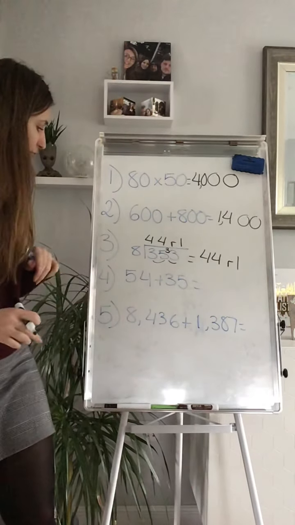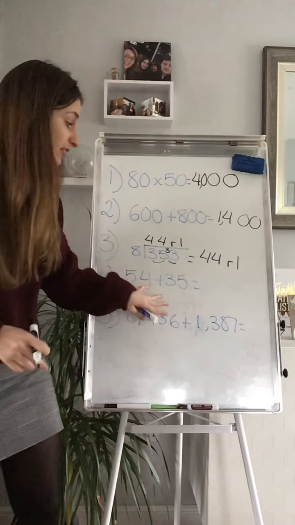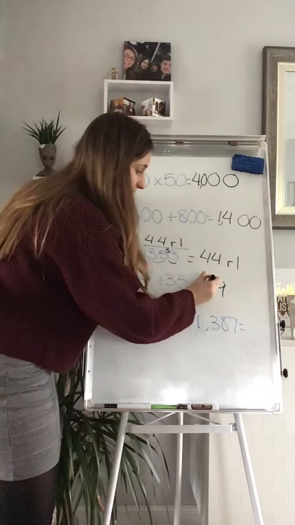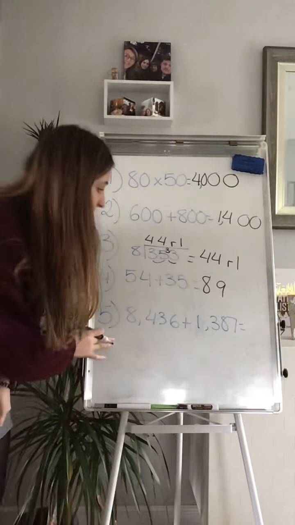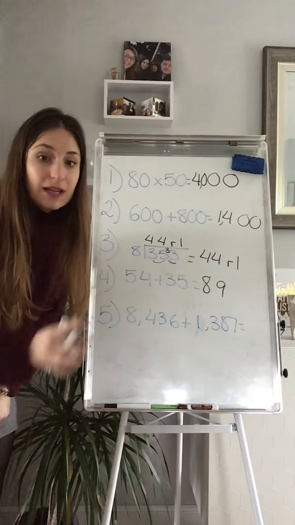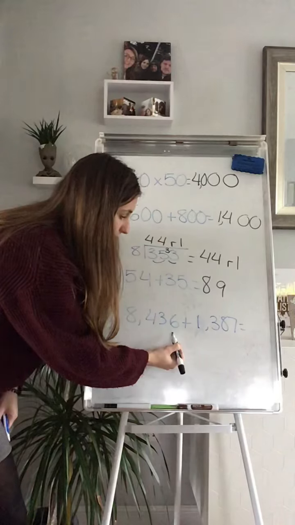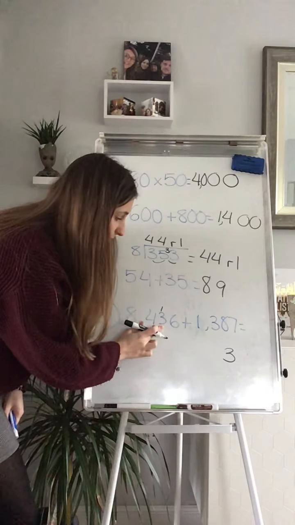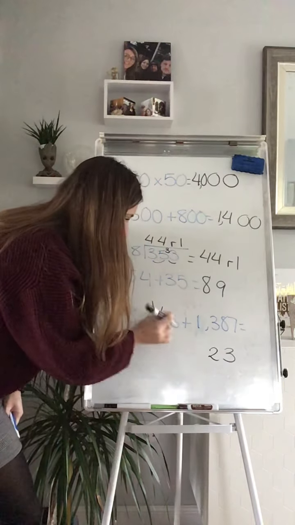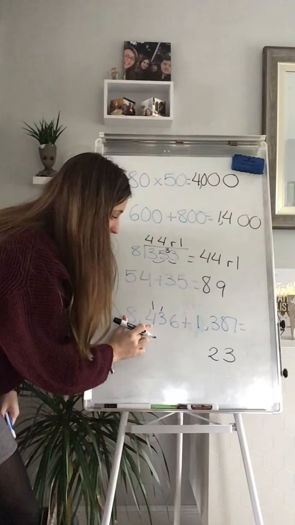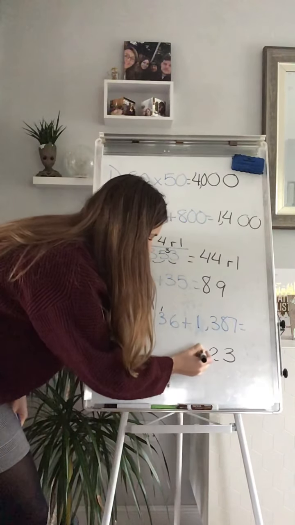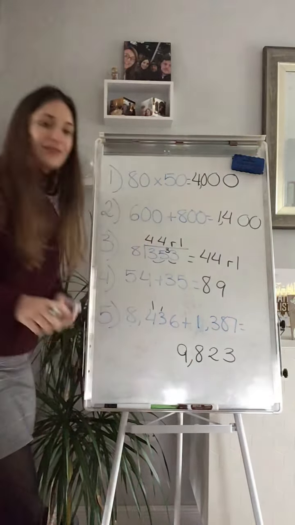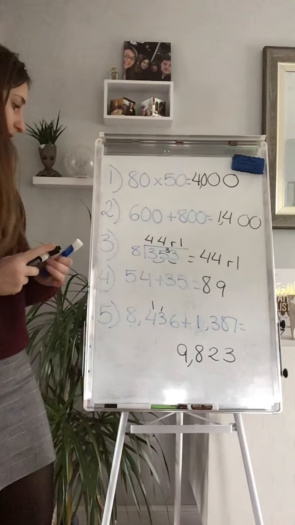Okay? Let's go for my next one. You had to add 54 and 35, really simple, no regrouping. 4 plus 5 is 9, 5 plus 3 is 8. And the last one, maybe some of you needed jotting, I'm going to jot. 7 plus 3 is 13. 8 plus 3 is 11, plus 1 is 12. 3 plus 4 is 7, plus 1 is 8. 1 plus 8 is 9. Okay, 9,823.